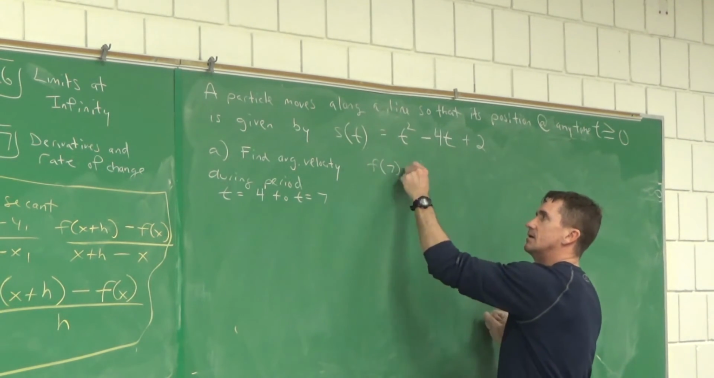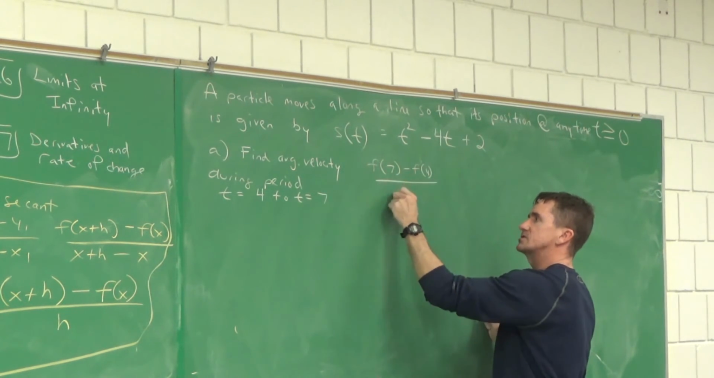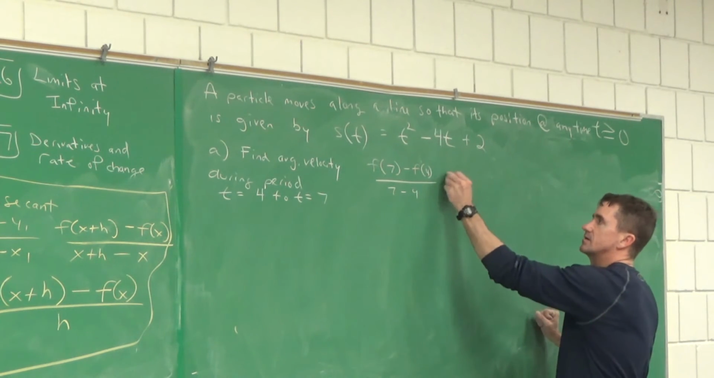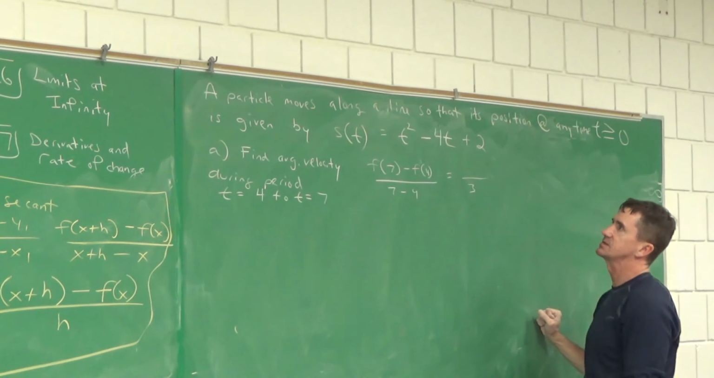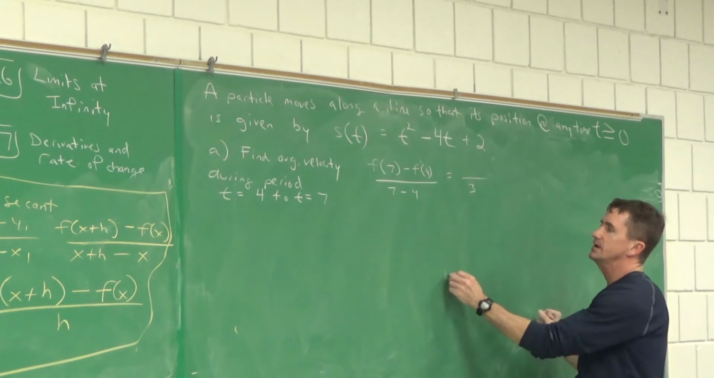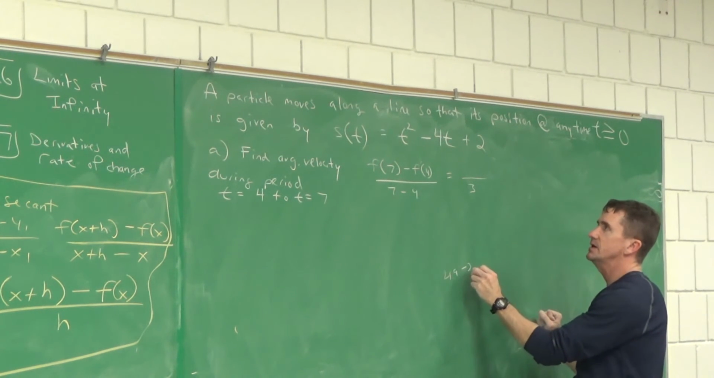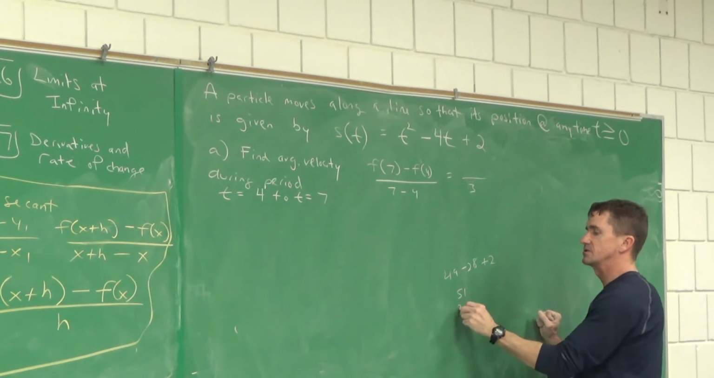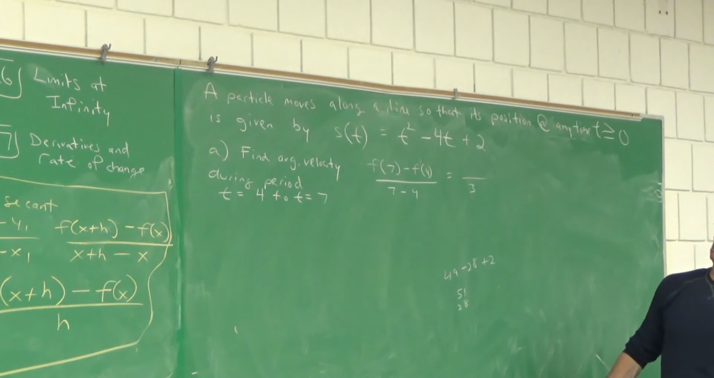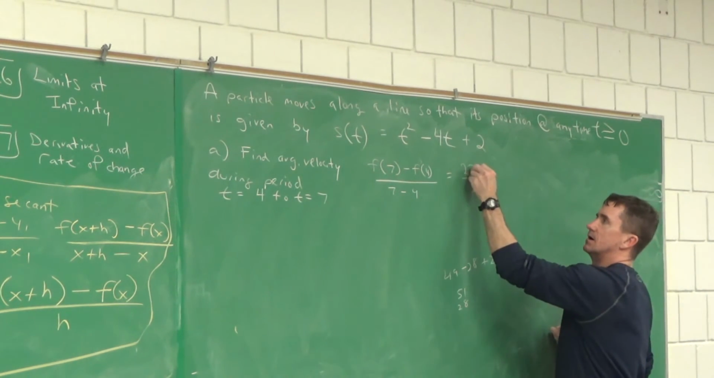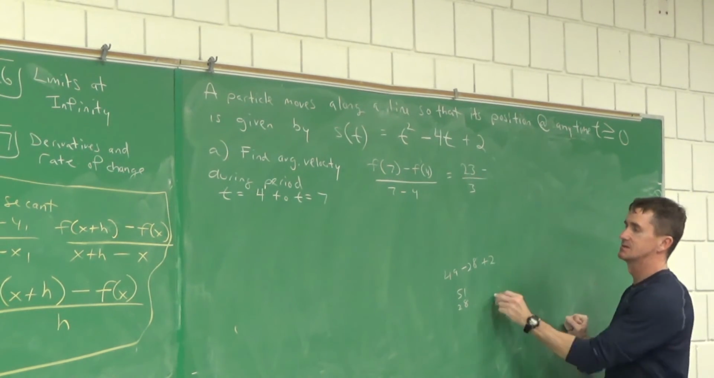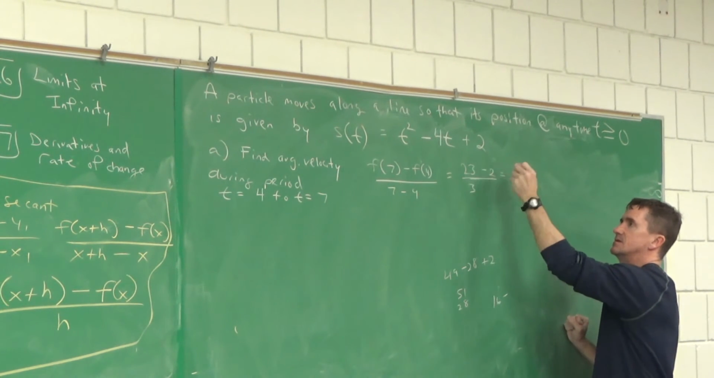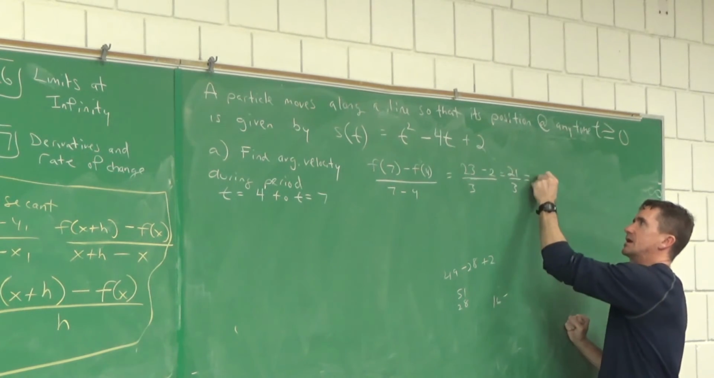f of 7 minus f of 4 all over 7 minus 4. Okay. All right, yeah, but what do you get? Well, the denominator is easy, 3. What's f of 7? 49 minus 28 plus 2. What's 51 minus 28? 23! What's f of 4? 2? All right, what's the average velocity? 7. 7, wow, came out nice.